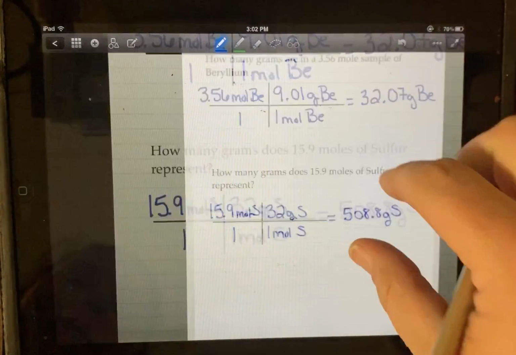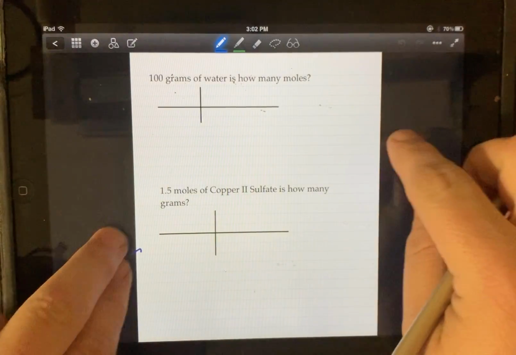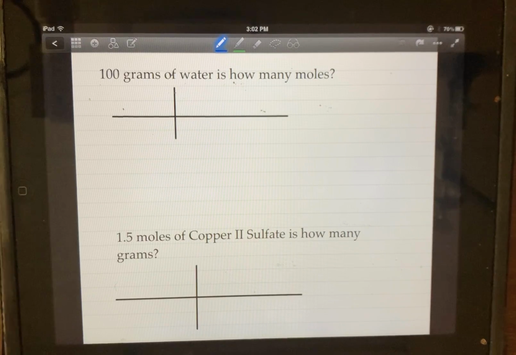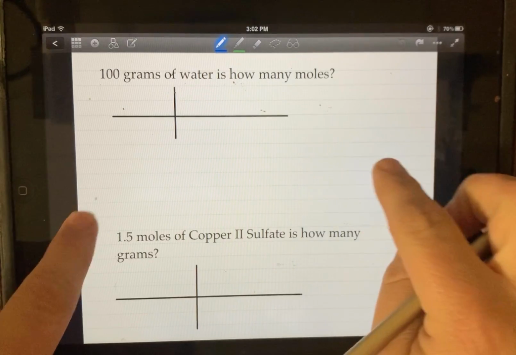So we've been doing just simply elements with this, but can I also do this maybe with a compound? Absolutely. So I just chose two quick compounds for us to do this in. I have one going from grams to moles and the other one going from moles to grams, just to show you it's the same operation.